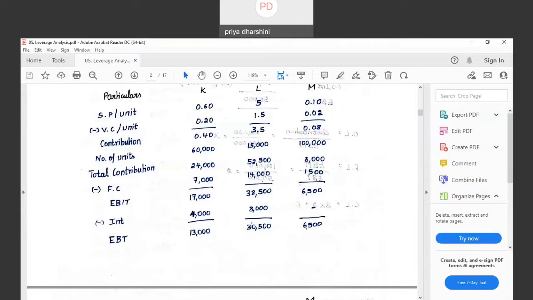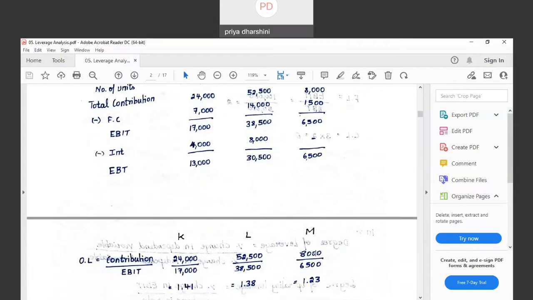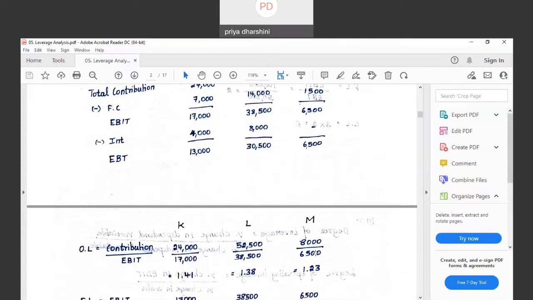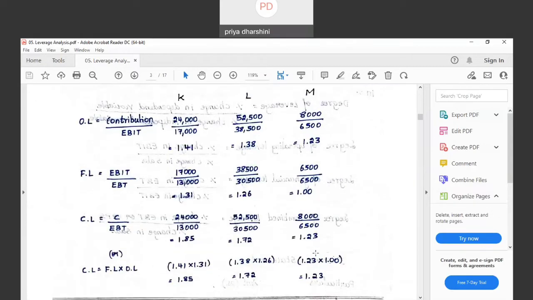4,000, 8,000 and nil will give you EBT. What are they asking us for? They are asking you for operating leverage, financial leverage and combined leverage. How do you measure operating leverage? Contribution by EBIT. How do you measure financial leverage? EBIT by EBT. How do you measure combined leverage? Two ways. Operating leverage into financial leverage, or contribution by EBT. Either way, you will get the same answer. Very simple sum.